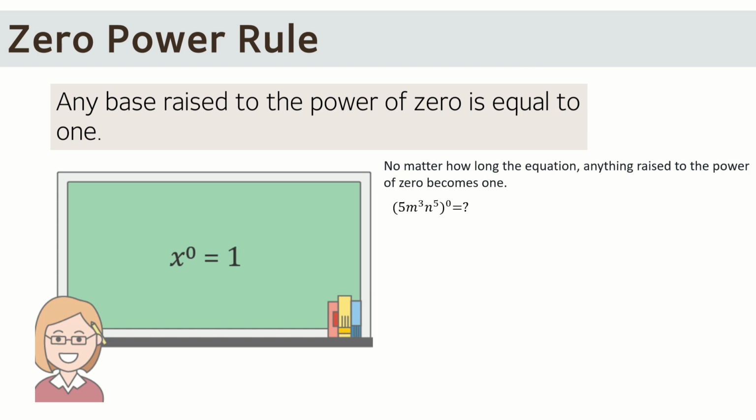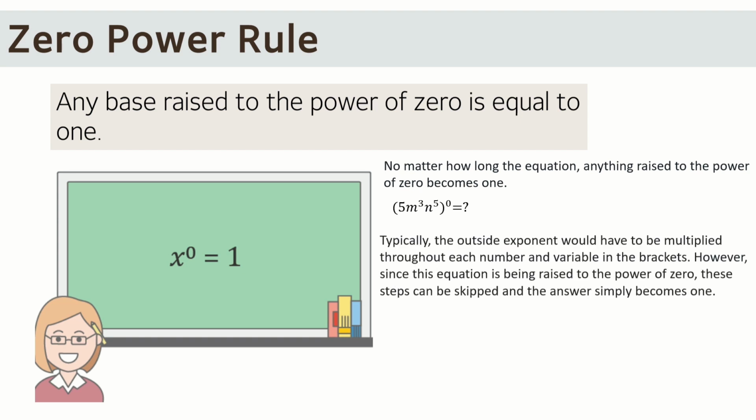For example, we have the quantity of 5m cubed n raised to 5, raised to 0 is equal to blank. Typically, the outside exponent would have to be multiplied throughout each number and variable in the brackets. However, since this equation is being raised to the power of 0, these steps can be skipped and the answer simply becomes 1. So meaning to say, we have the quantity of 5m cubed n raised to 5, raised to 0. The answer is simply 1.